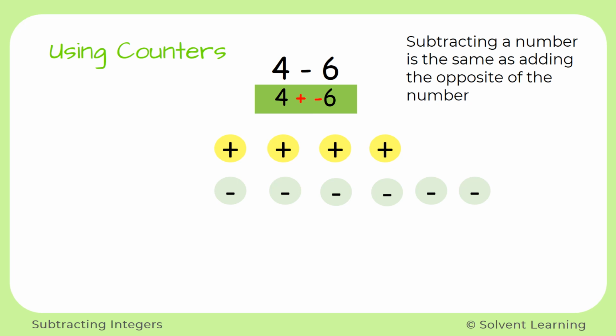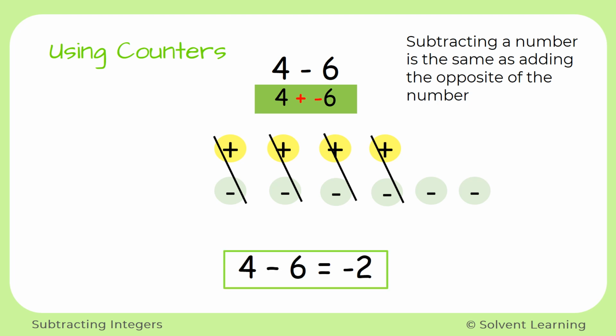And just like we did before with our counters, each positive counter will cancel out one negative counter. So all of these cancel out, and we see that we're left with 2 negative counters. And whatever we're left with shows us what our answer is. So our final answer is negative 2. So 4 minus 6 is equal to negative 2.